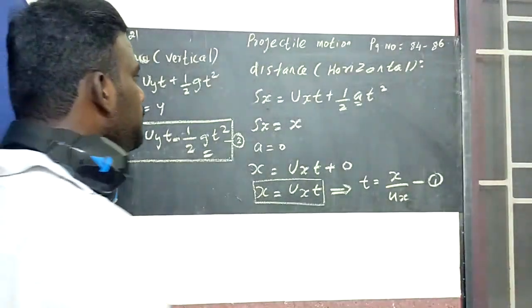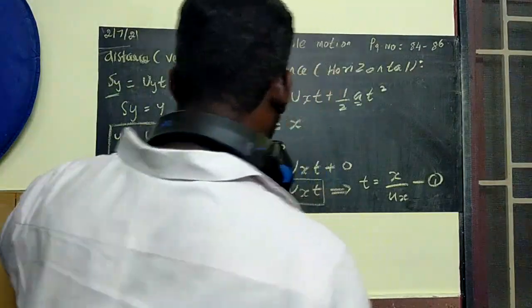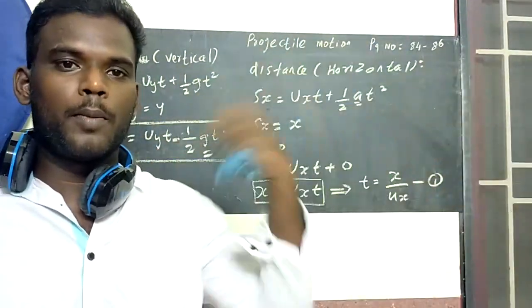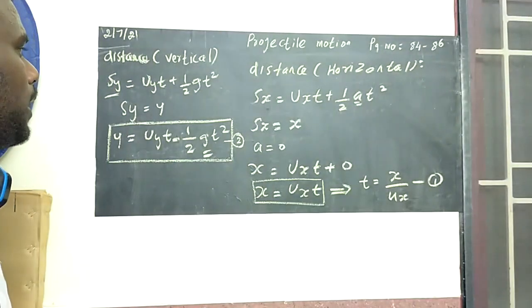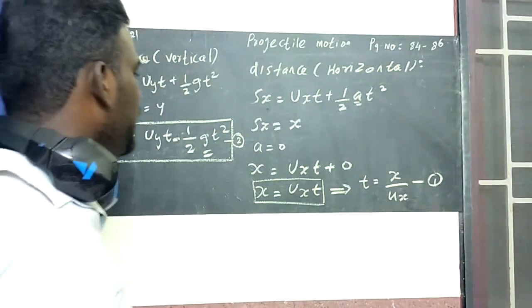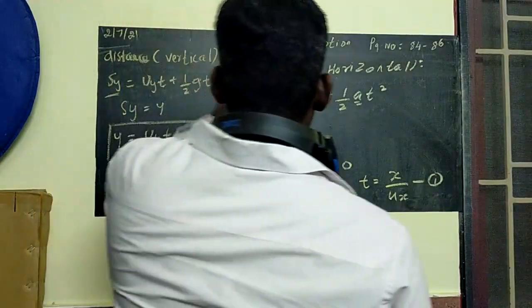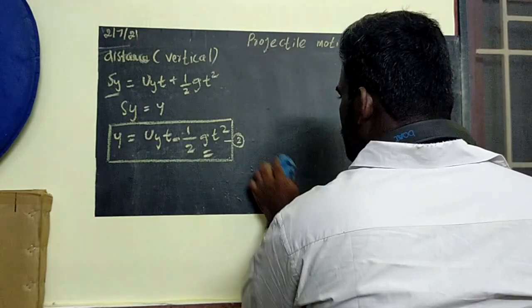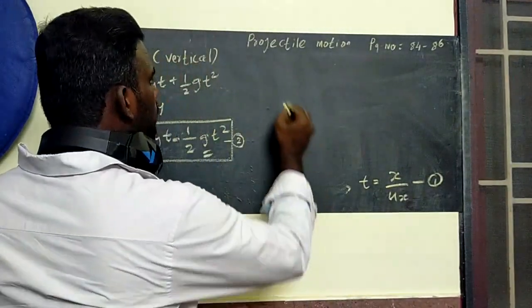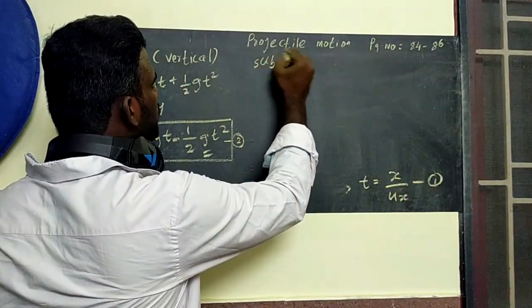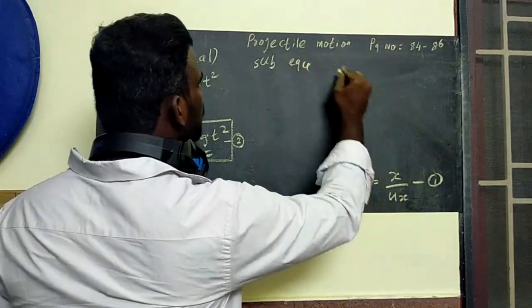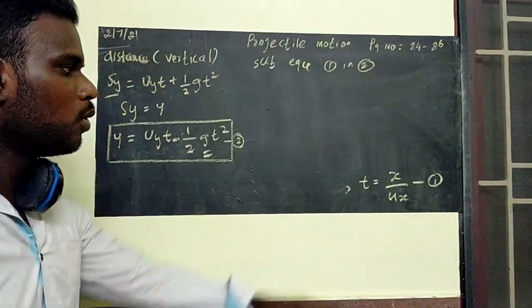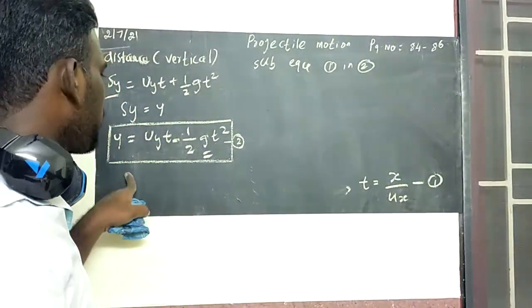Is that clear? Now we are going to verify. I told you, there we verified it will take the parabola path. So here also I am going to verify the path followed by the body at any given time t. So I want to know the path trajectory. So you can see that substituting equation 1 in equation 2. This is equation 1. This is equation number 2.